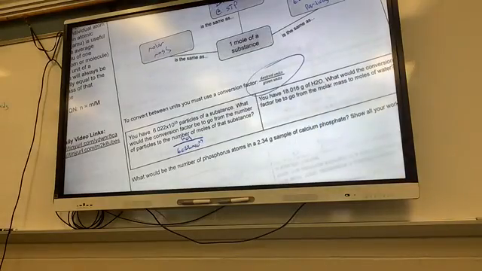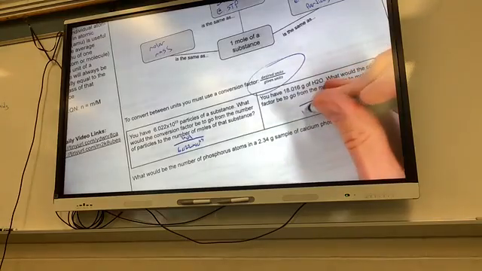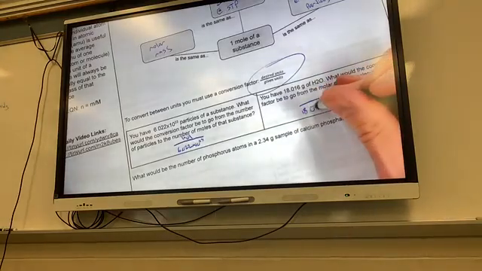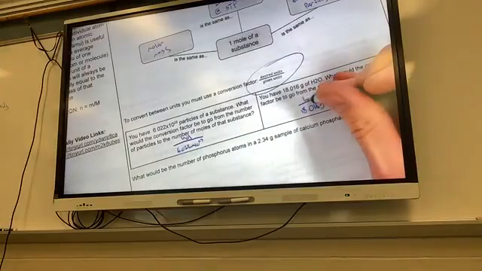You have 18.016 grams of H2O. What would be the conversion factor for that? What would go on the bottom? The mass, 18.016 grams, in 1 mole.